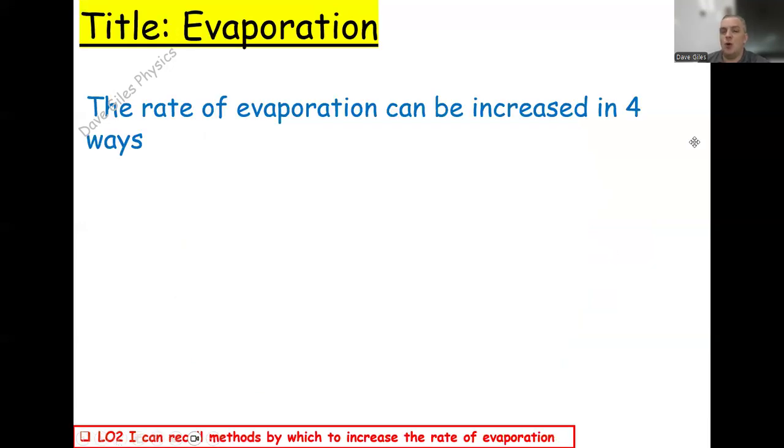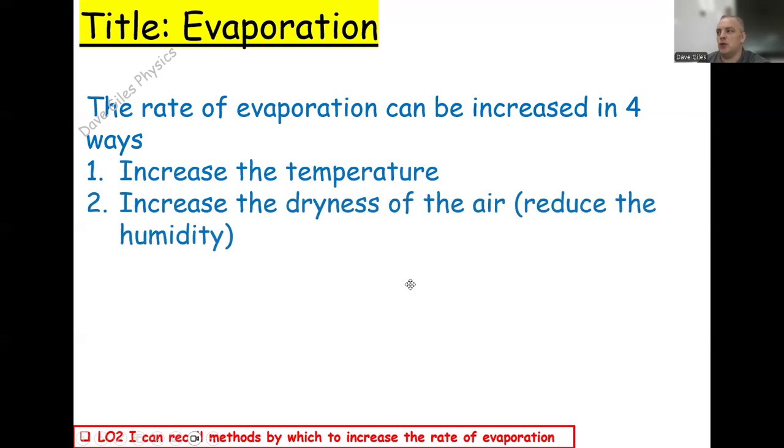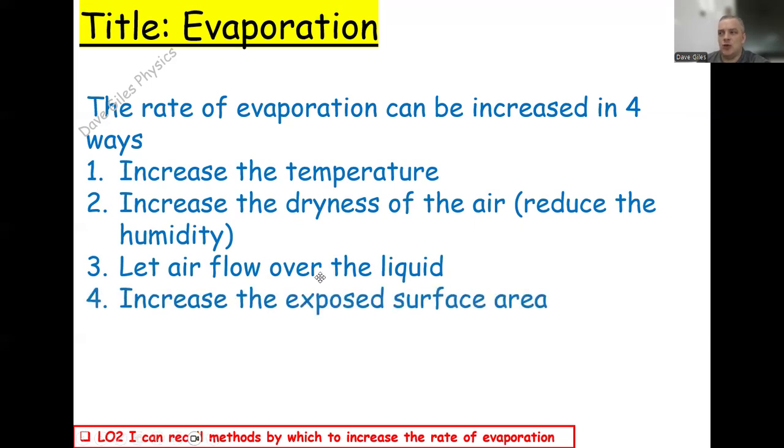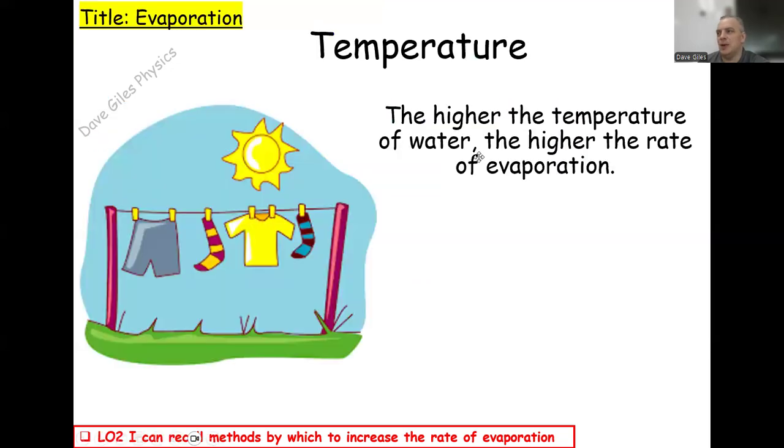So there's four main ways to increase evaporation. You increase the temperature, increase the dryness of the air, reduce the humidity. So I'm here in Malaysia. Evaporation is going to happen a lot slower than, say, somewhere like Dubai, where it's a lot drier. Let air flow over the liquid, so let some sort of breeze or draft over, and increase the exposed surface area. Okay, so we've gone into a little bit more detail about some of these.